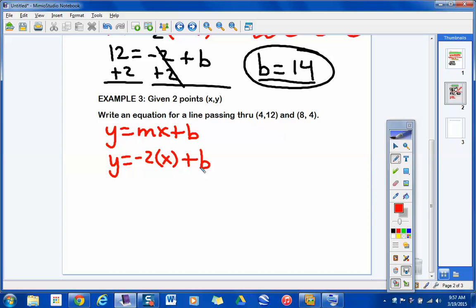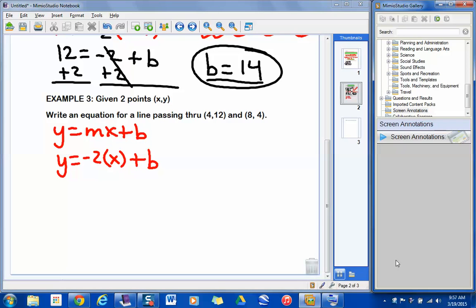I need to go back to my, okay, hang on a second. I can do this. I can do this. Screen annotations.